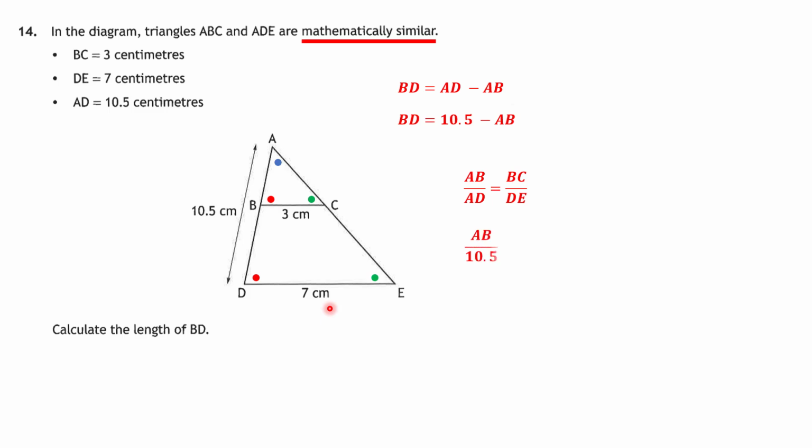And we can then put numbers in. AD is 10.5, BC is 3, and DE is 7. We then take 3/7 of 10.5. If you divide 10.5 by 7, you get 1.5. Then you've got to multiply it by 3, so the answer is going to be 4.5. Now we take this back up to here, and then we can say that BD, what we wanted, is going to be 10.5 take away 4.5, and that's 6 centimeters. And that's the end of the paper.